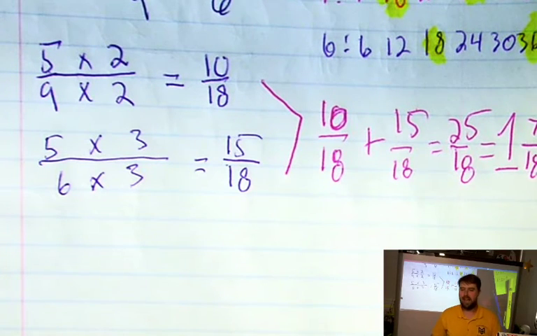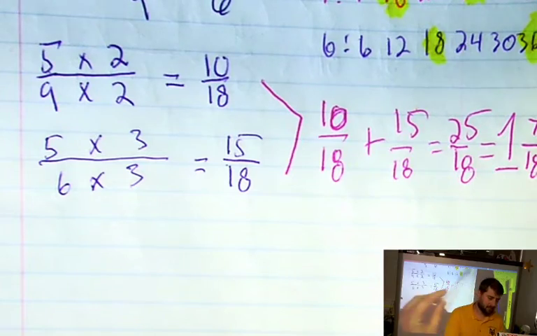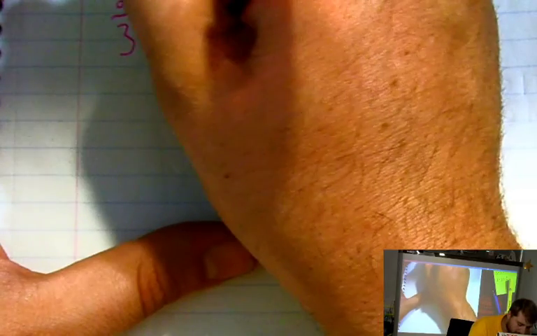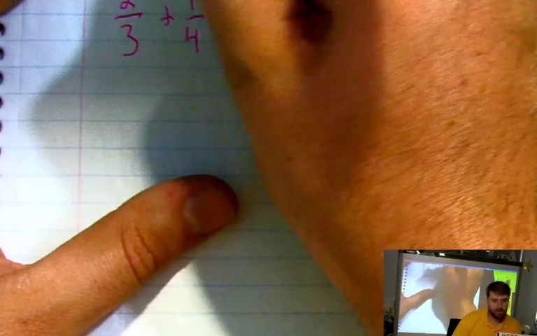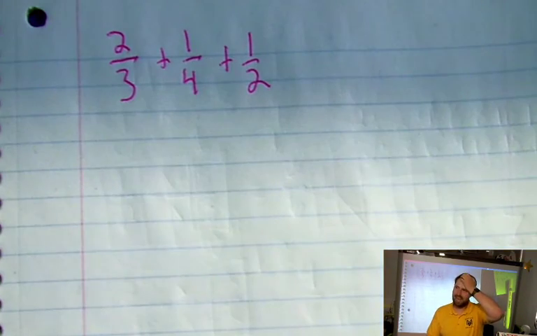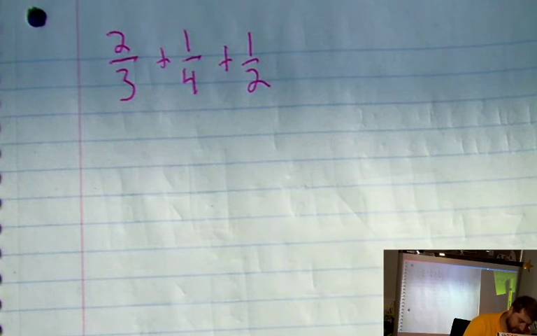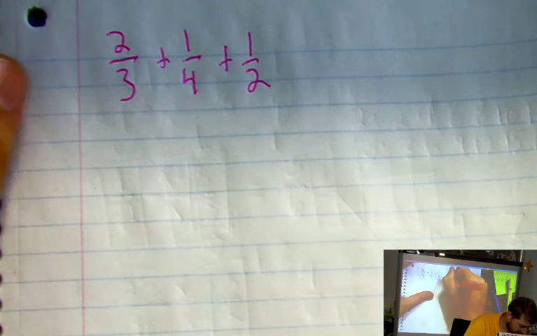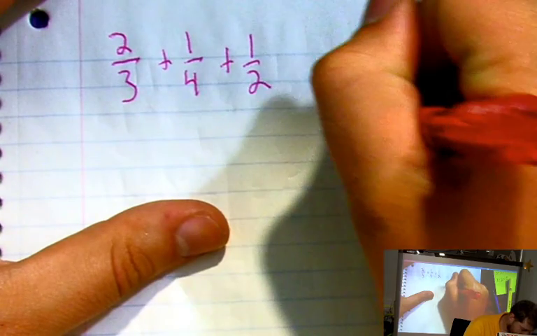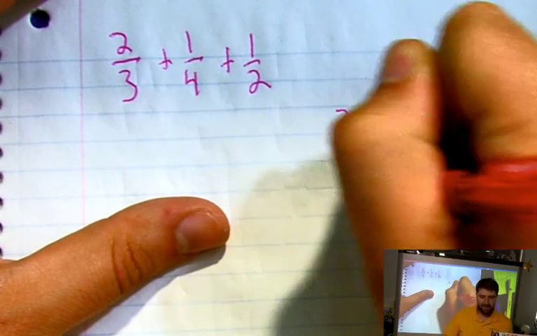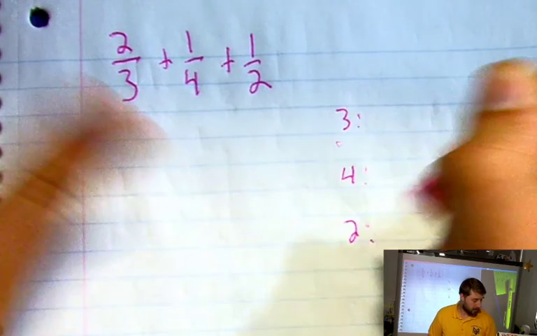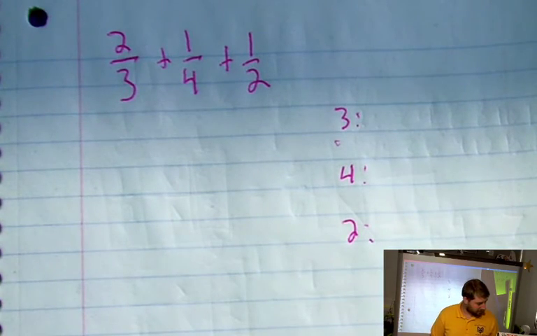Now I want to challenge you with our last problem of the day. I'm going to flip the page, and I'm going to put it right here: 2/3 plus 1/4. But wait, there's more. Plus 1/2. So I'm giving you a problem with 3 fractions to add together. Oh my goodness. That means you're going to need your multiples of 3, your multiples of 4, and your multiples of 2. And then you're going to have to find a like unit. Give this problem a shot, and then you'll be good to go.